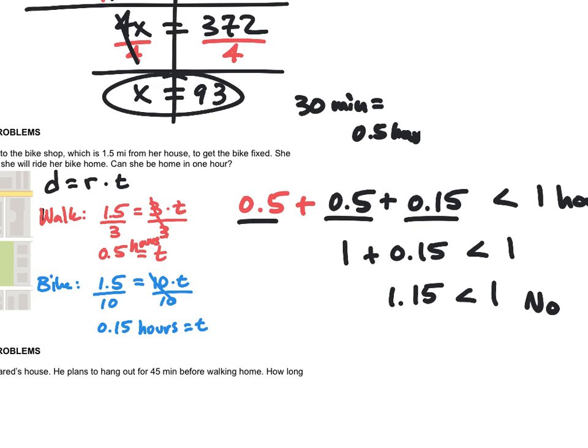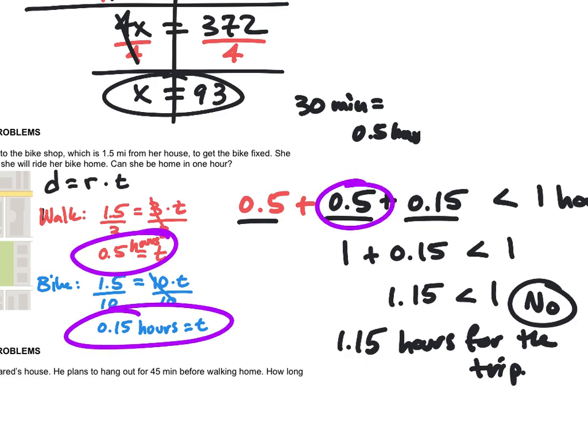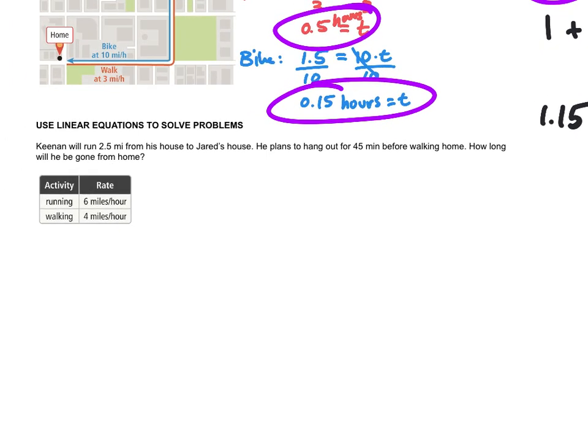It would take 1.15 hours for the trip to occur. So no, that's how we would analyze that. That's a little tricky, and it's a little bit more about figuring out the time for each of these things to occur, and then knowing to add them up and compare that versus 1 hour, okay? All right, let's take a look at the last one.